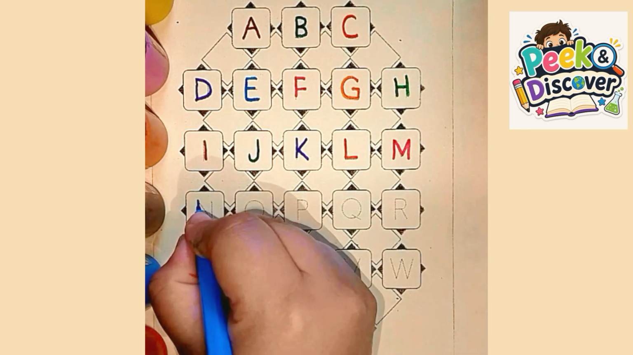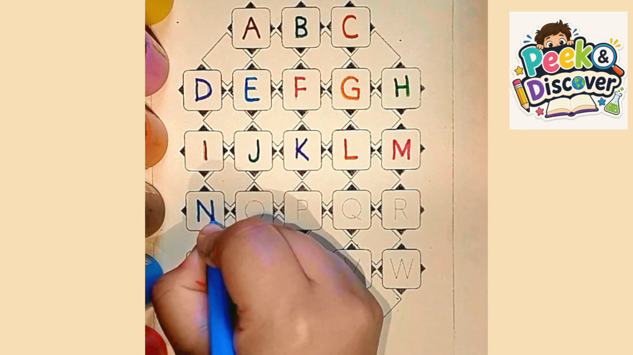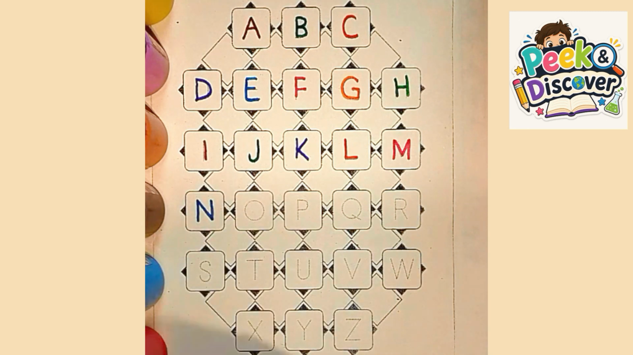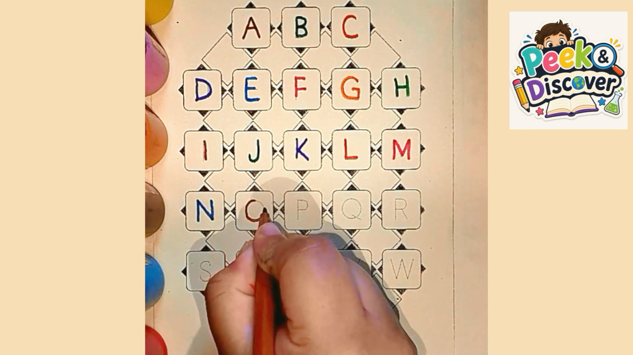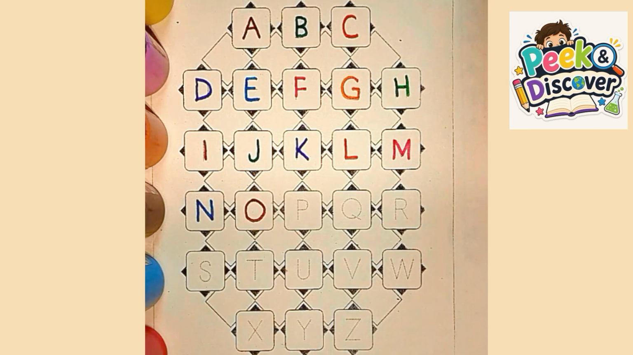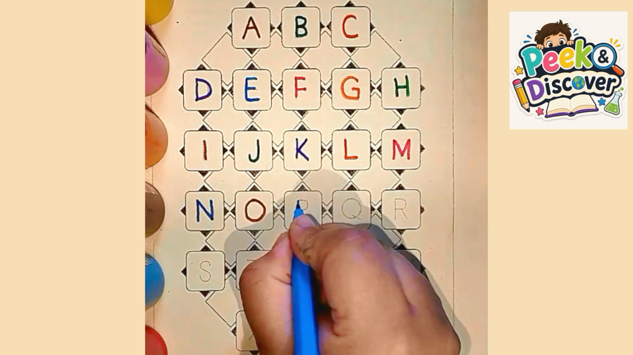N. N is for nose. O. O is for orange. P. P is for parrot.